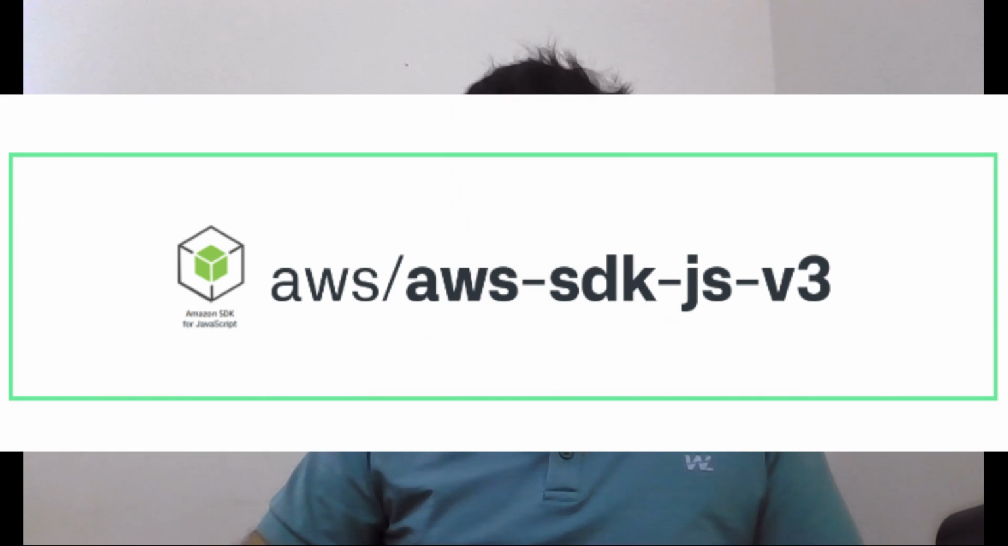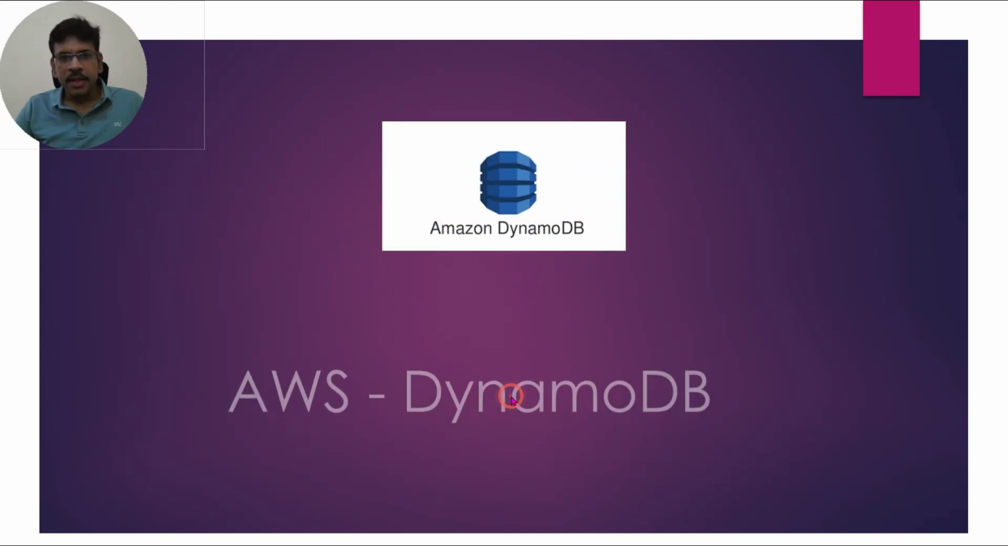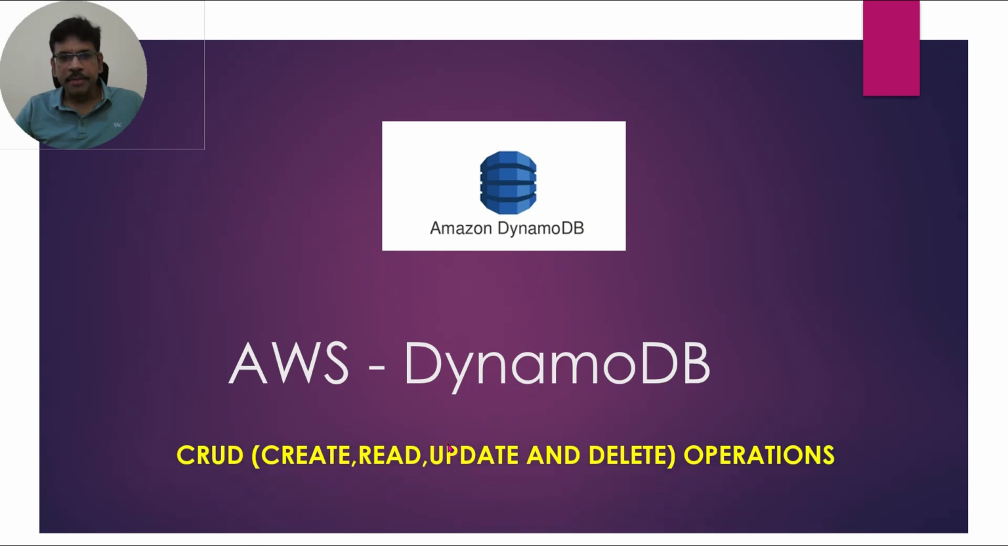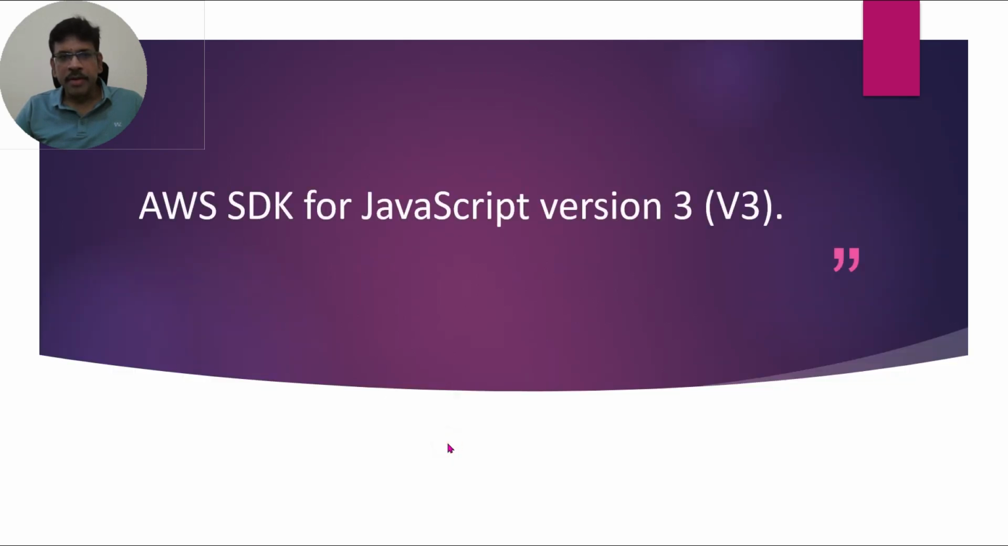In today's video, we'll be using a small Node.js application which will use the AWS SDK for JavaScript version 3, which is compliant with ECMAScript 6. Alright, enough talking, let's get started. So let's start working on our exercise. We will be doing CRUD operations on AWS DynamoDB. We'll be using AWS SDK version 3 in this case.